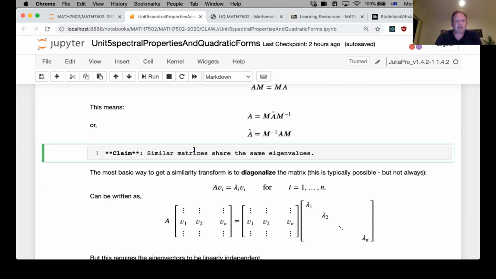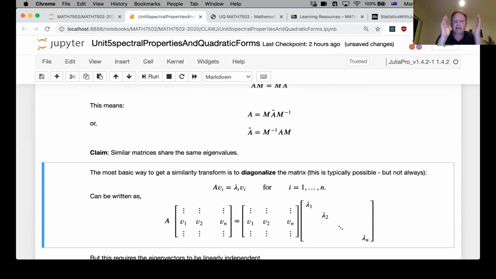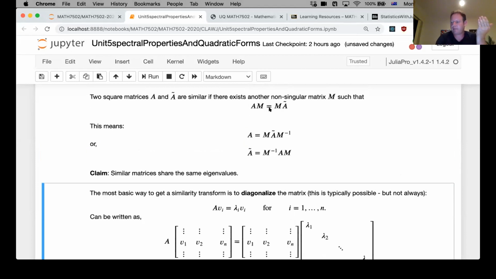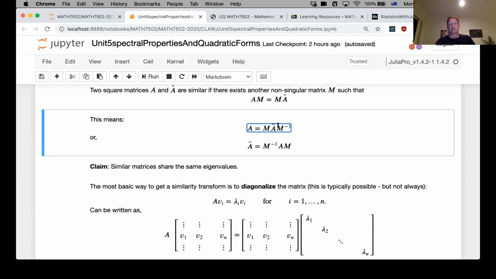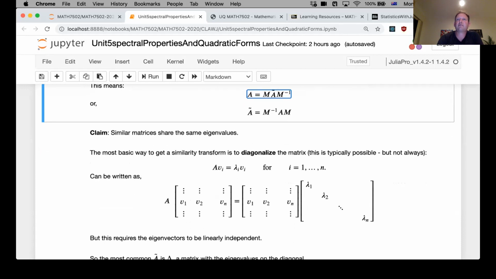Similar matrices share the same eigenvalues. You've just seen that. The most basic way to find such an M, and the most common way, often taught at first, is to do something called diagonalization. In general, when you're doing this, it's called a similarity transformation. Now, you know what matrix I'm going to use for M? I'm going to use the matrix that has the eigenvectors as the columns. So this guy here is M.